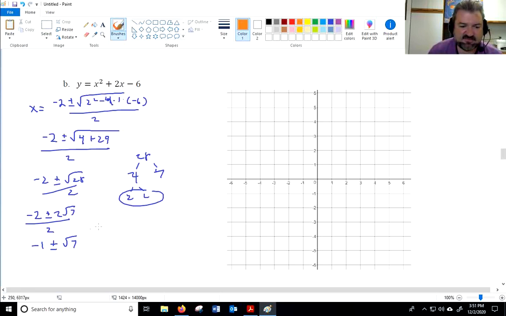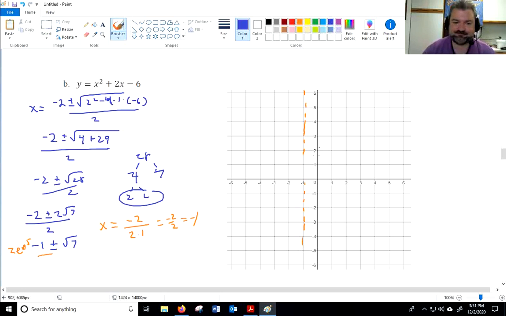What about the axis of symmetry? Those are the zeros. But what about the axis of symmetry? Well, we know that's going to be at x equals negative b over 2a. So negative 2 over 2 is negative 1, which is not surprising because our zeros are at negative 1 plus root 7, negative 1 minus root 7. So negative 1 must be halfway in between them. So that's my axis of symmetry.